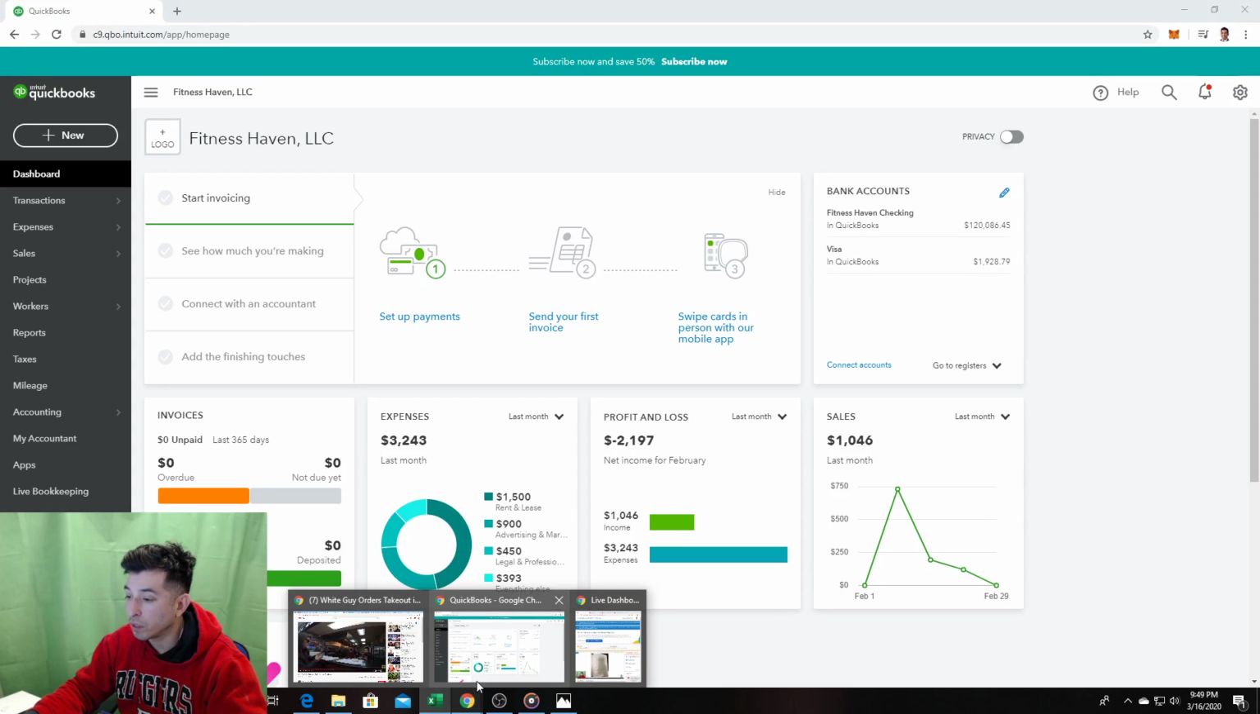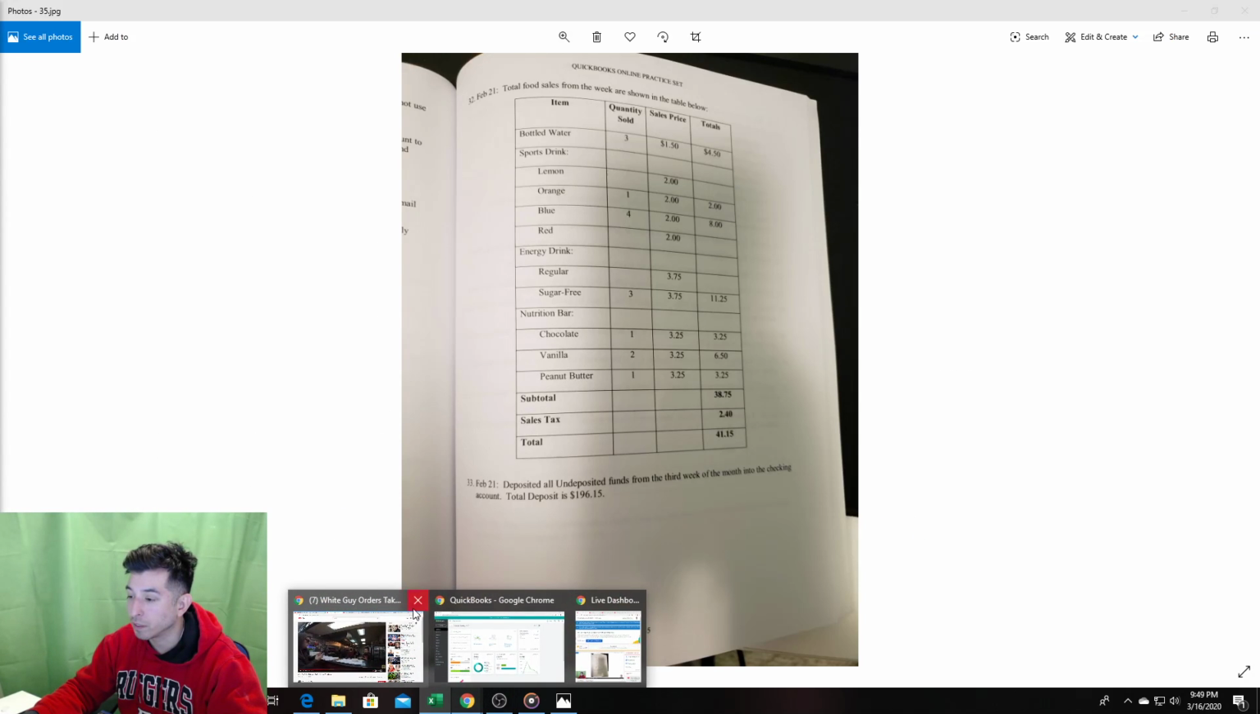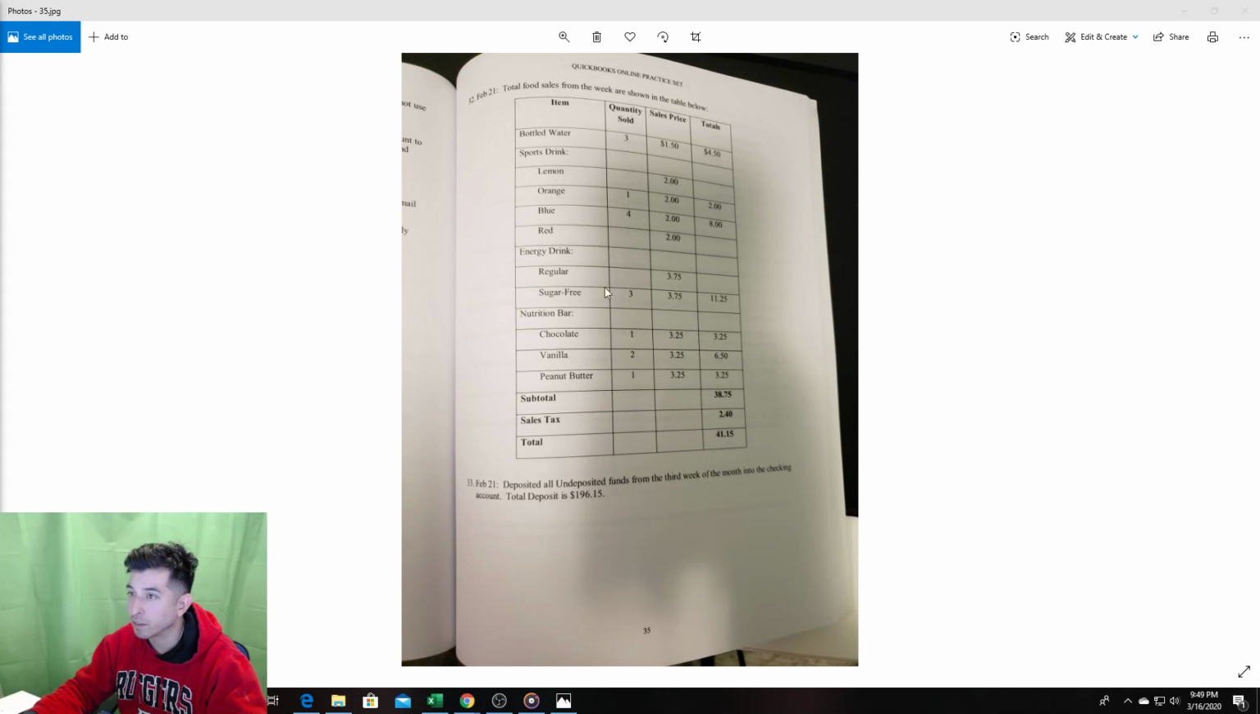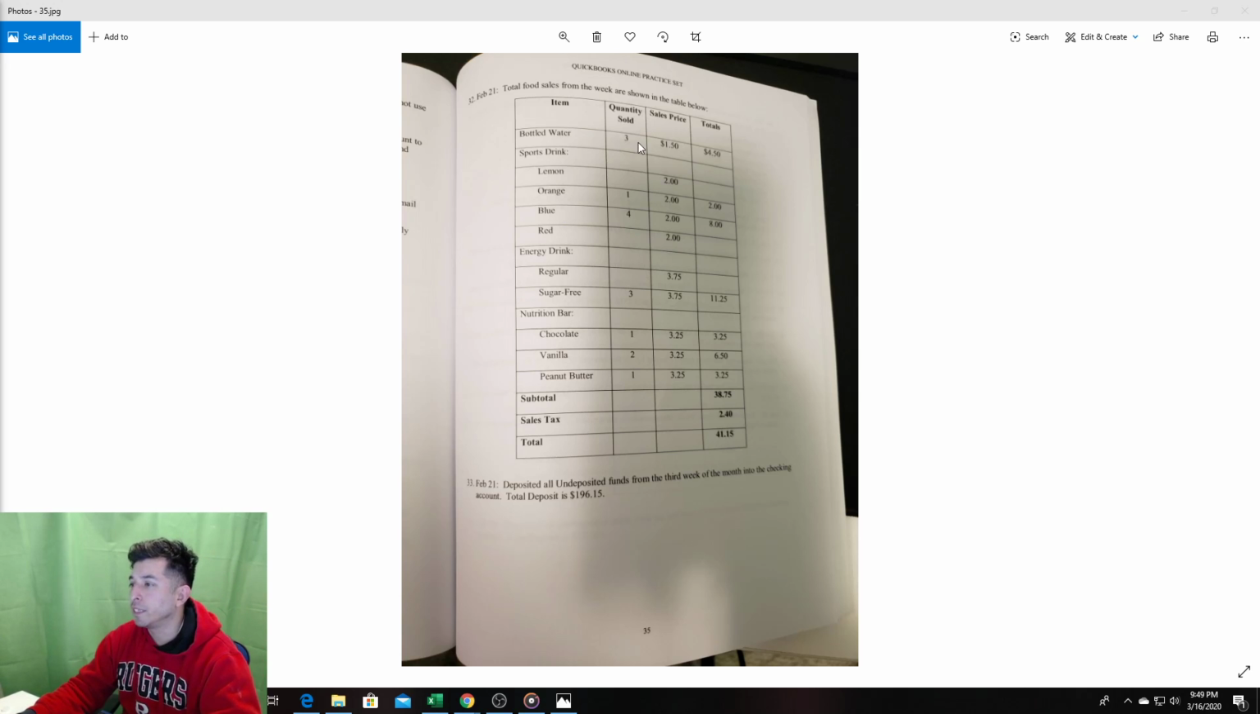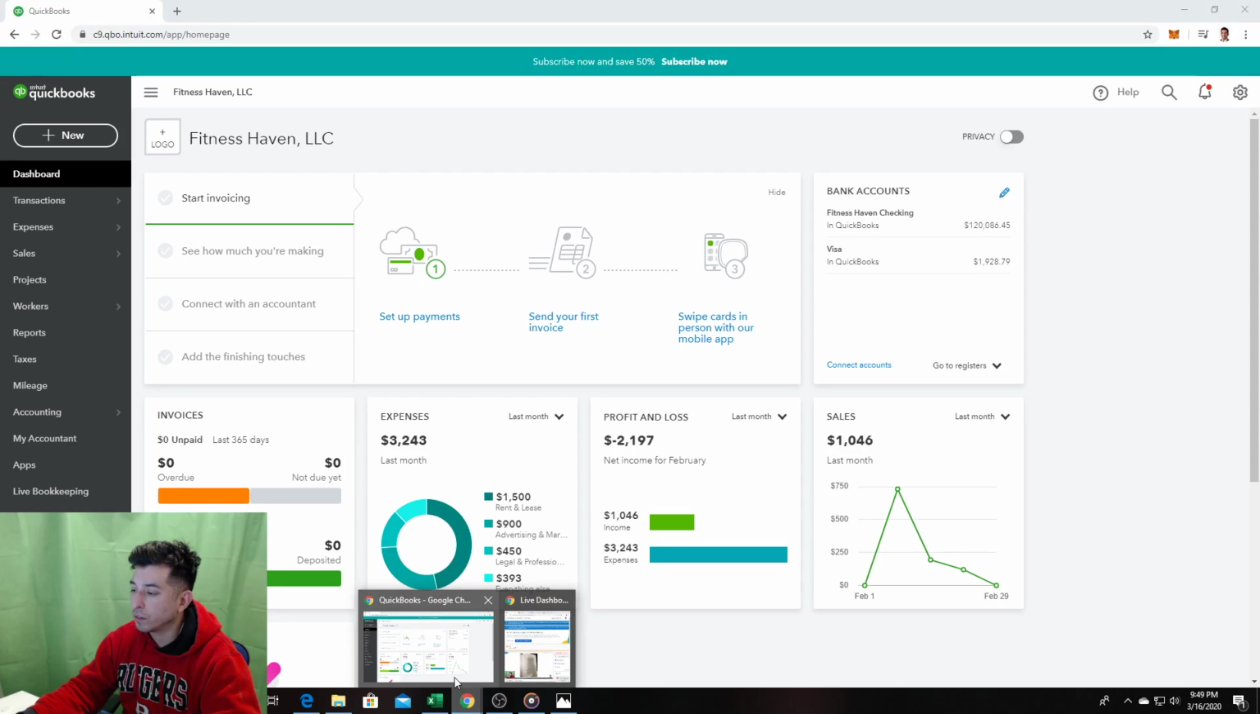So let's open this up. Why is this up here? Let's close that. So let's see here. Total food sales from the week are shown in the table below. Okay. So let's see what we got here. I don't think that we have that done yet.